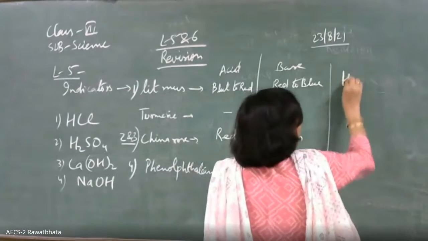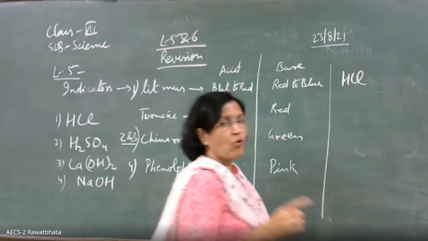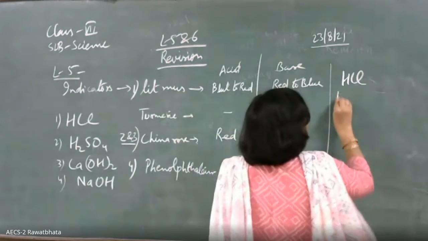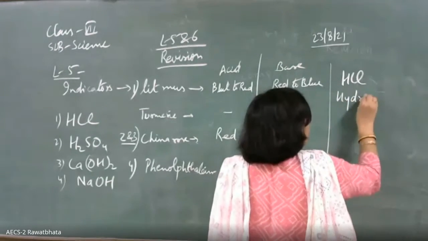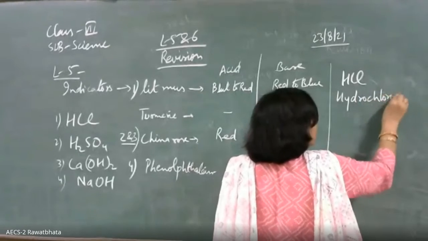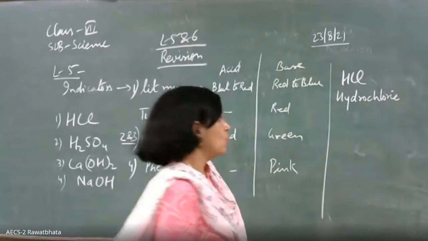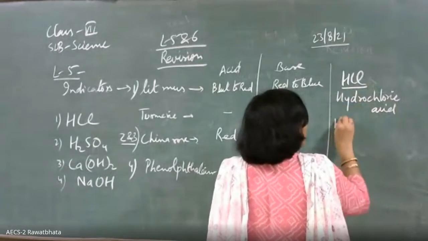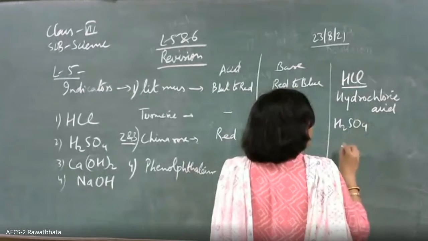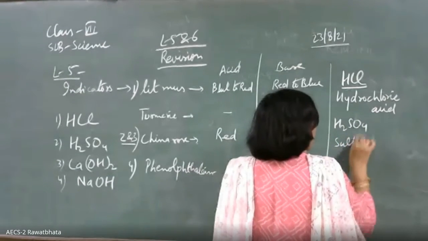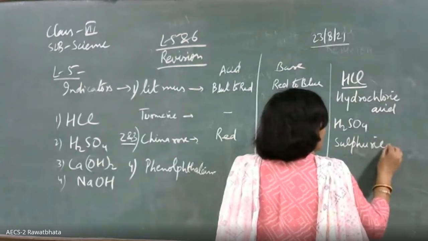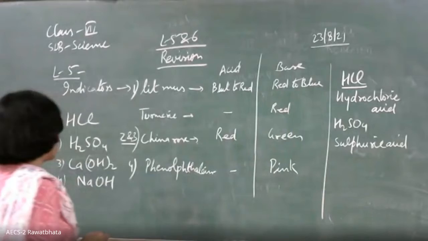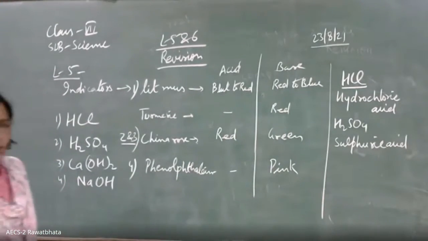HCl. I gave you these in the notes, beta. I gave all of them in the notes. Check the notes. This is hydrochloric acid, HCl. H2SO4 is sulfuric acid, Ca(OH)2.